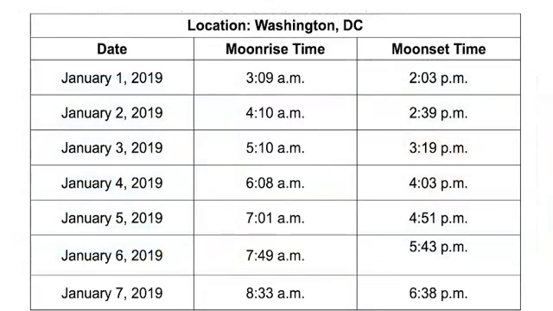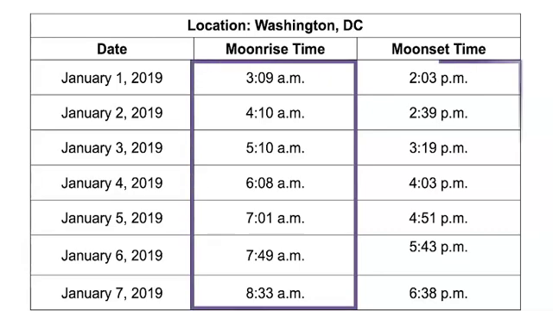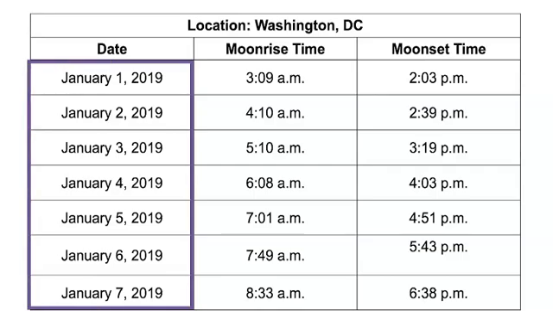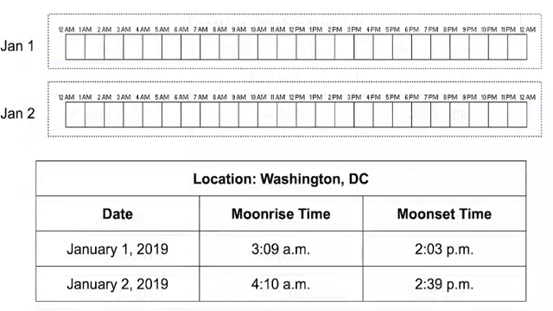I've already collected some moonrise and moonset data from Washington, D.C. for us to analyze. We can use the data to gather evidence of when the moon is visible on different days. Let's analyze 2 days together, January 1st and 2nd, 2019.